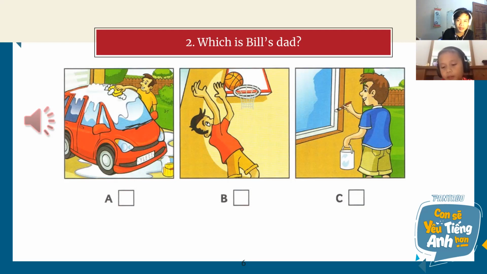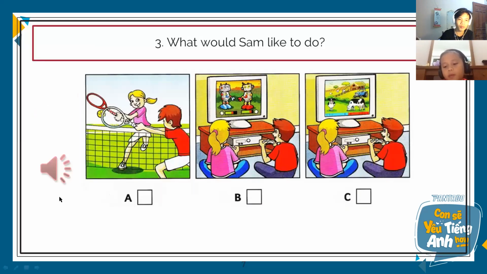This is C. Okay, C. Right. Now let's continue. What should Sam like to do?